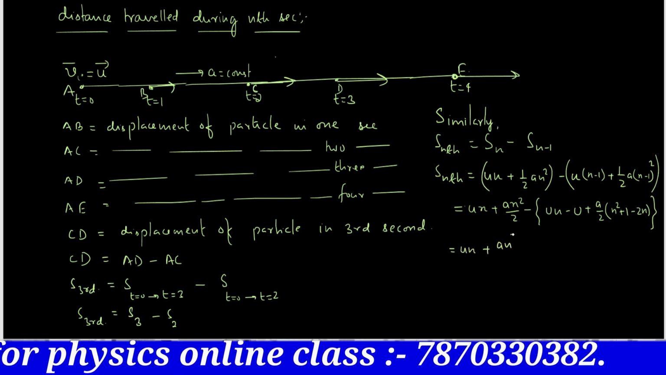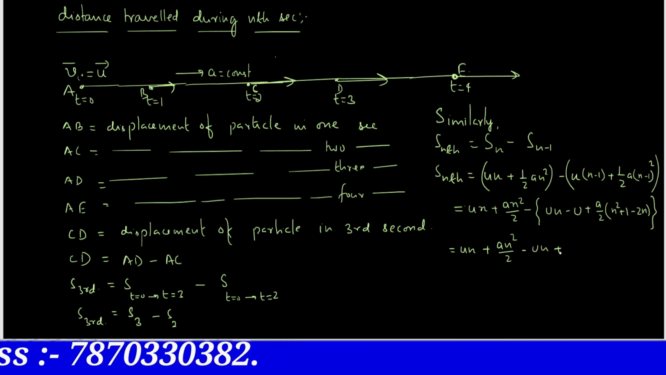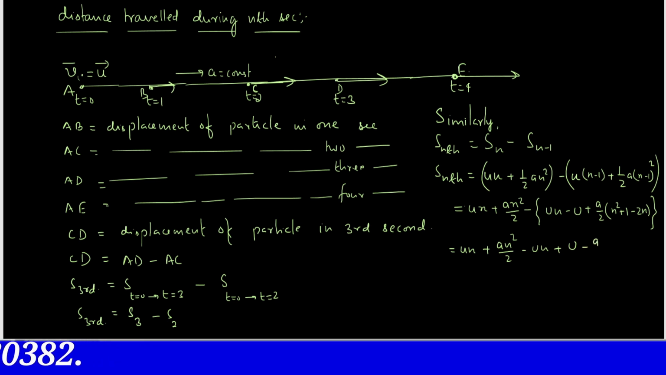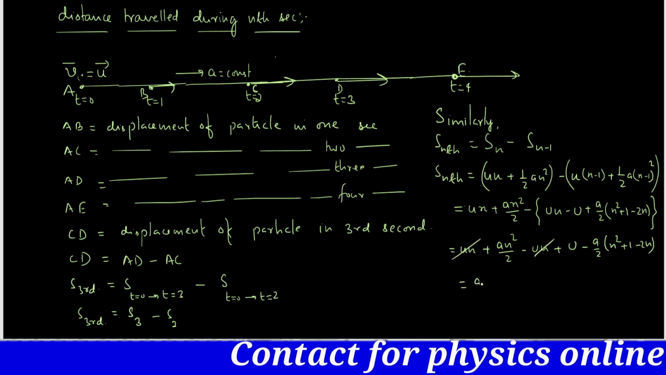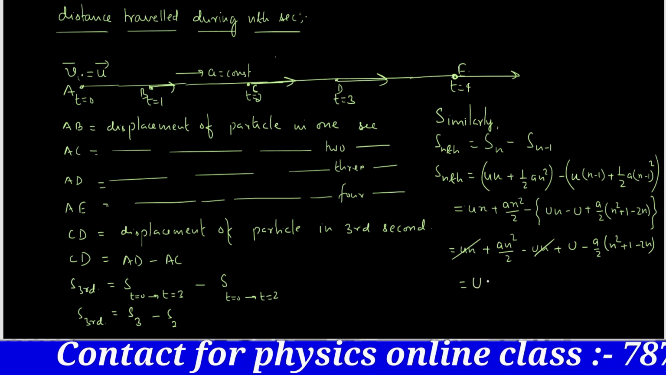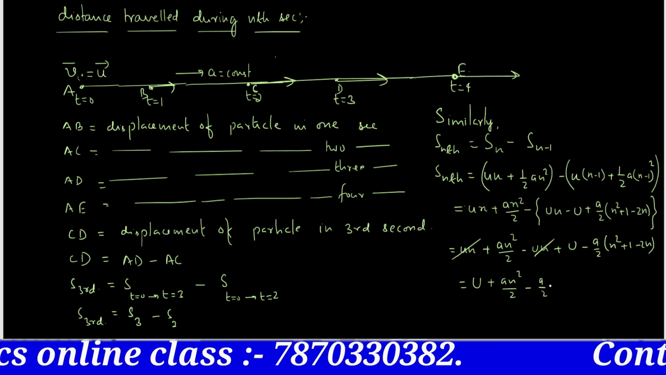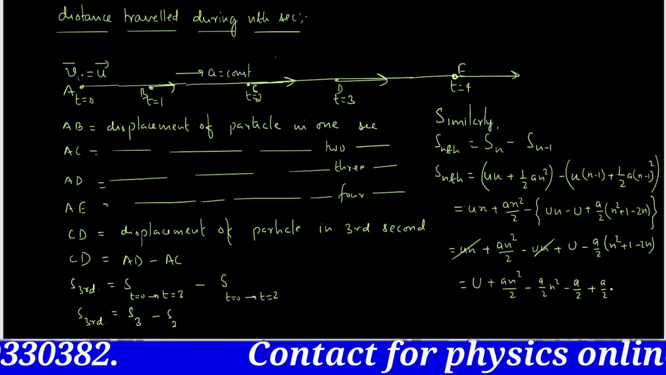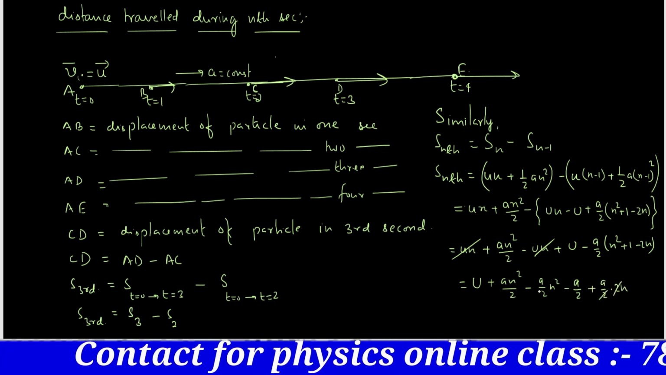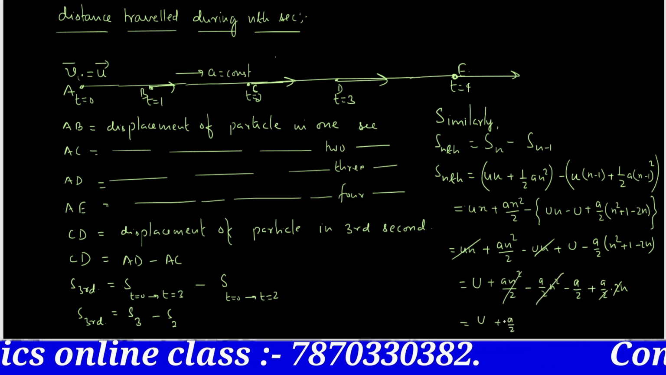u plus a n square by 2, and this will be minus a by 2 into n square plus 1 minus 2n. And here this cancels out, and here u plus a n square by 2 minus a by 2 into n square minus a by 2 plus a by 2 into 2n. This cancels out. This also cancels out. So u plus a by 2.